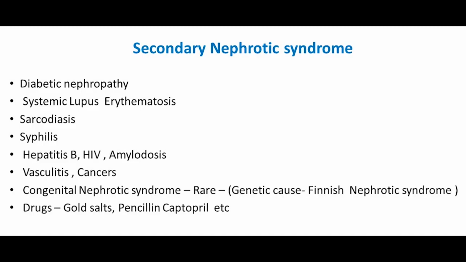Congenital nephrotic syndrome is a rare variety. It is also called Finnish nephrotic syndrome. And some drugs may also cause nephrotic syndrome, especially gold salts, penicillin, captopril, etc.